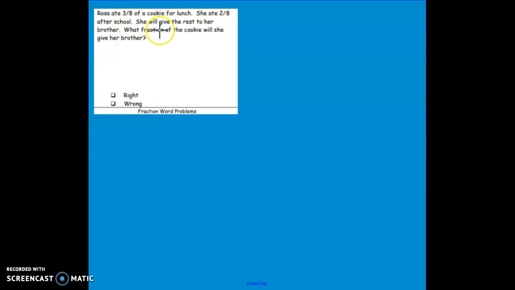Alright, so Rosa ate 3/8 of a cookie for lunch. She ate 2/8 after school. She will give the rest to her brother. What fraction of the cookie will she give her brother? Alright, so we're going to underline important facts. So we know that she ate 3/8 of a cookie for lunch, and then she ate 2/8 of that cookie after school. And whatever's left, she gave to her brother.